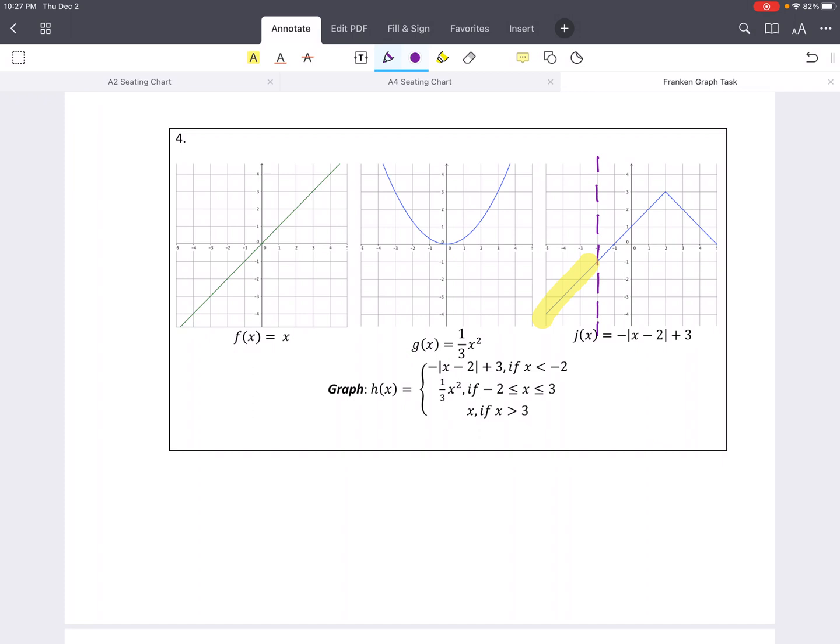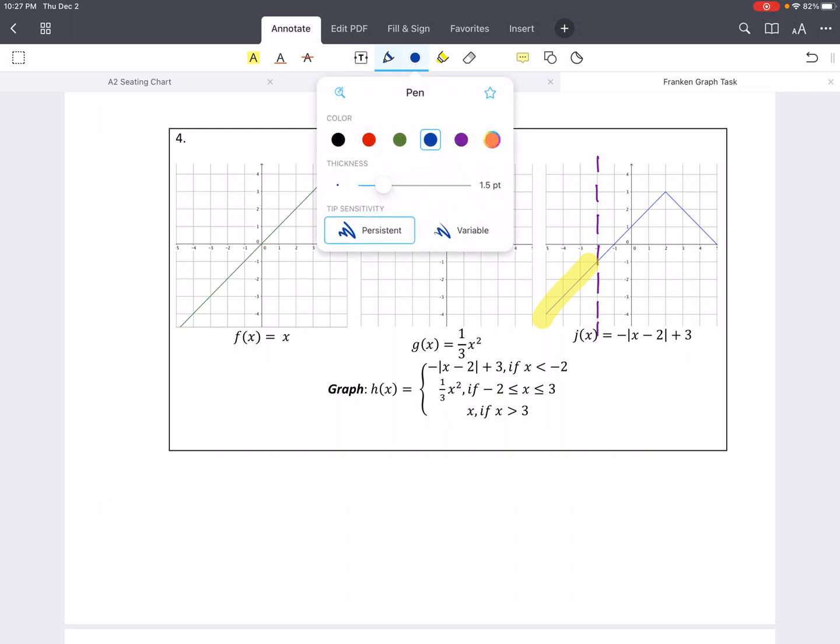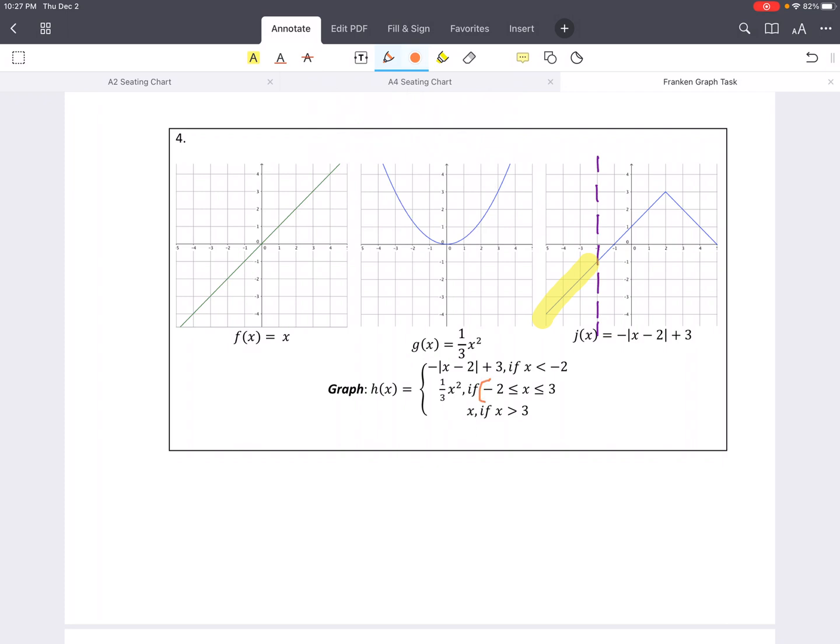The next piece would be my 1/3 x squared, so my quadratic. If, let's see, how would we read this part? All of this. When it says negative 2 less than or equal to x less than or equal to 3, honestly, here's how I think about it. X is between negative 2 and 3. So I can go to negative 2, I go to 3, and now I'm highlighting everything in between that.